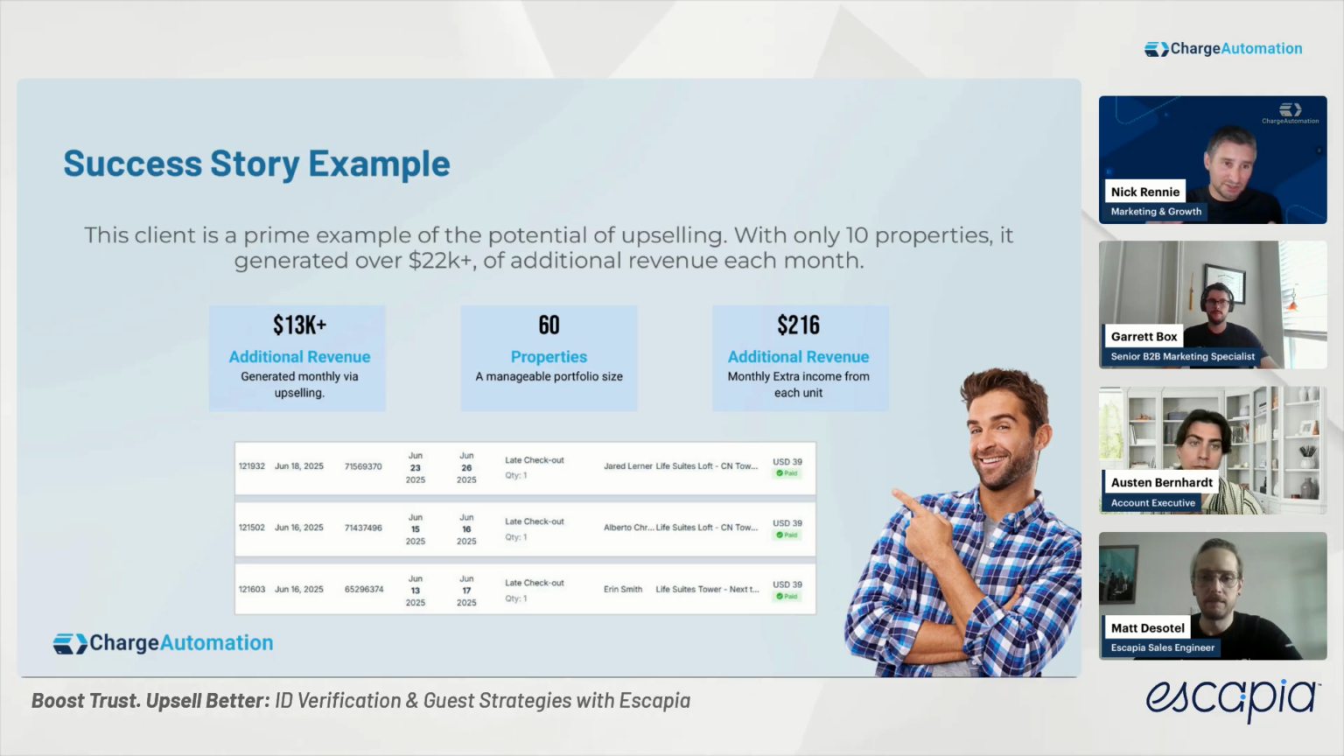Live Suites generates $13,000 of additional revenue just with their upsells alone. So you have their rental income, but by adding upsells, you're talking well in excess of $150,000 yearly, just by having that. And in their case, $216 of additional revenue.